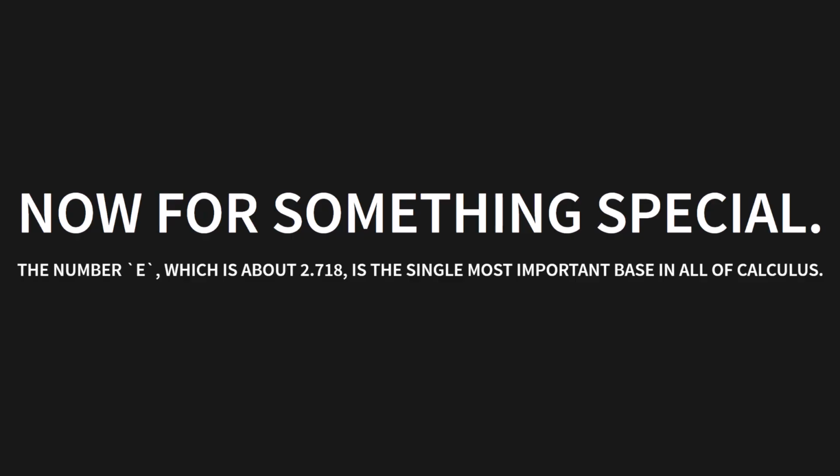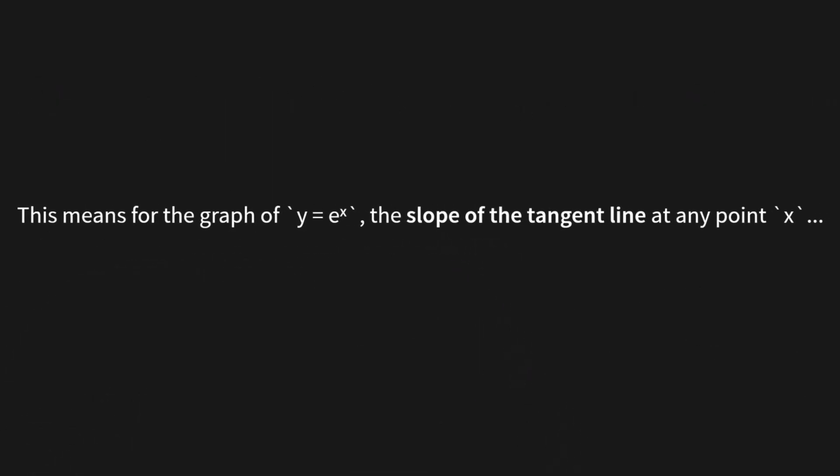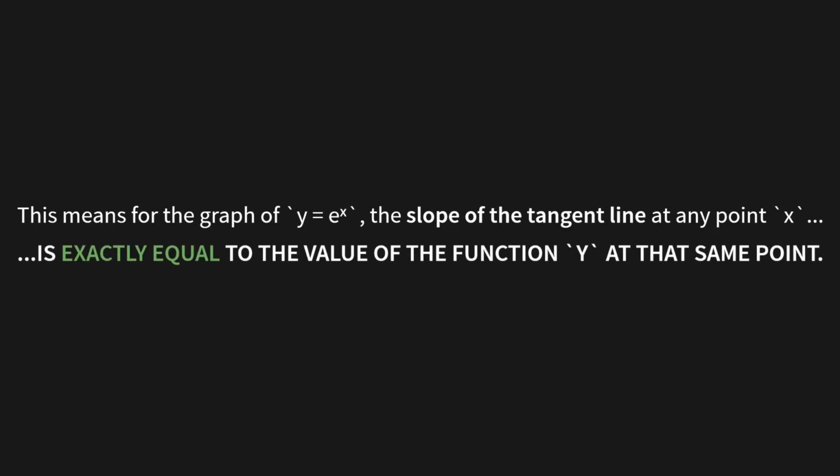Now for something special. The number e, which is about 2.718, is the single most important base in all of calculus. The function f of x equals e to the x is its own derivative. Let that sink in. The derivative with respect to x of e to the x is e to the x. This means for the graph of y equals e to the x, the slope of the tangent line at any point x is exactly equal to the value of the function y at that same point.